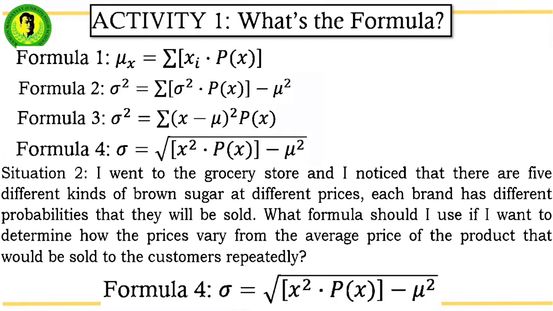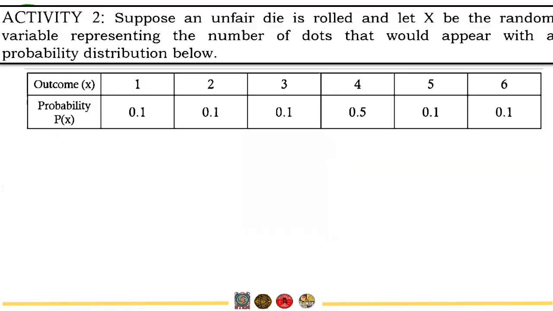First, get the variance, then get the standard deviation. So for our next activity, activity number 2. Let me read the situation. Suppose an unfair die is rolled and let x be the random variable representing the number of dots that would appear with the probability distribution below.